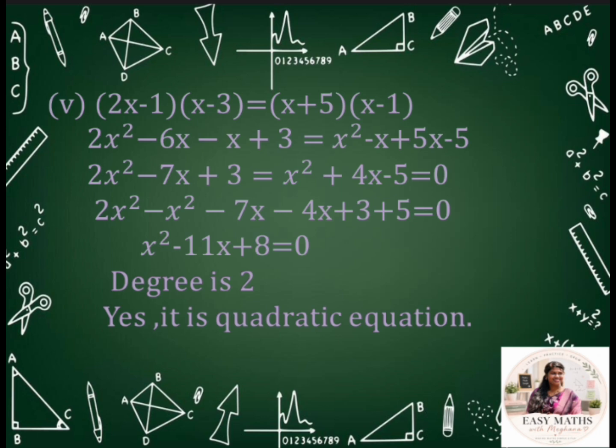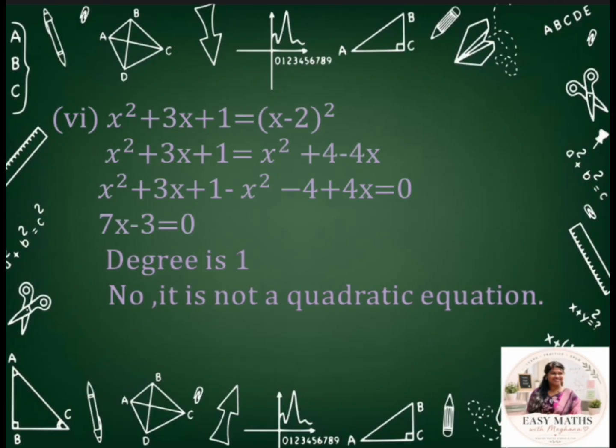Let us continue with the sixth problem. x square plus 3x plus 1 is equal to (x minus 2) whole square. Again here we have to use the (a minus b) whole square is equal to a square plus b square minus 2ab formula in the RHS side. And in the LHS side, I'll write the value as it is, that is x square plus 3x plus 1.